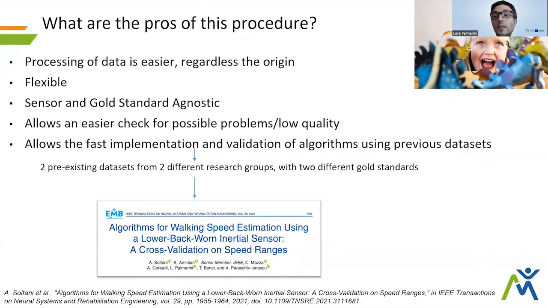So what do we think are the pros of this procedure? Well, processing of data with a standardized format is easier regardless of the origin. The structure is flexible. It is sensor and gold standard agnostic, so it doesn't depend on a specific sensor or gold standard. It allows an easier check for possible problems for low quality data. And it allows the fast implementation and validation of algorithms, also using previous datasets, such as in this publication from Soltani et al., where two different pre-existing datasets were processed and used.